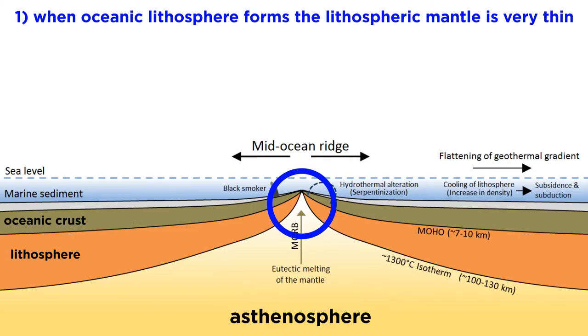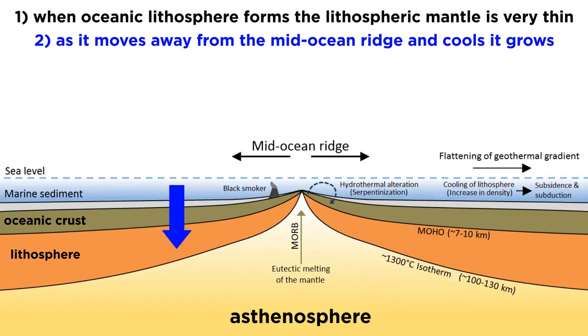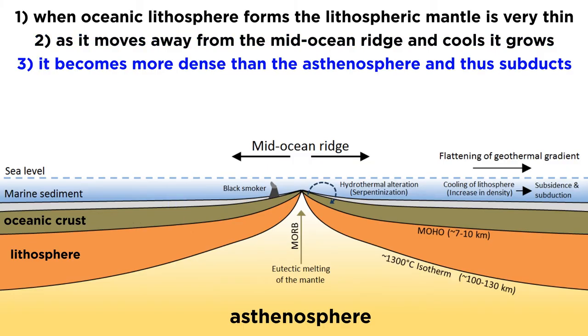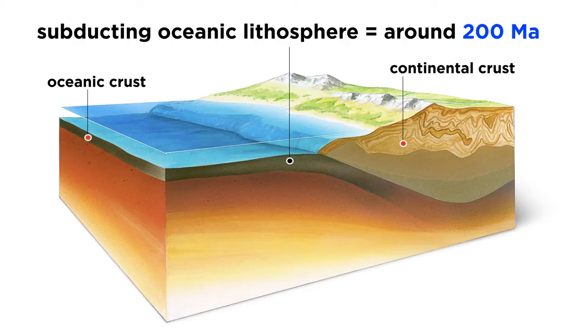When oceanic lithosphere first forms, it is very hot and its lithospheric mantle is extremely thin, but the plate will steadily inch away from the mid-ocean ridge, which allows the oceanic lithosphere to slowly cool and thicken. As this layer grows, the oceanic lithosphere becomes more and more dense, until it eventually begins to sink into the ductile asthenosphere below. This is subduction. Typically, oceanic lithosphere will begin to subduct after it reaches an age of around 200 million years. So, to put it simply, subduction occurs when oceanic crust is old and cold.